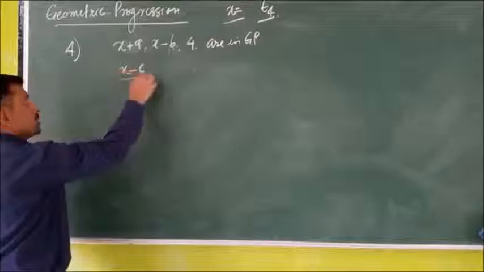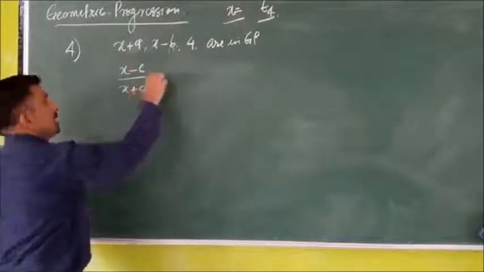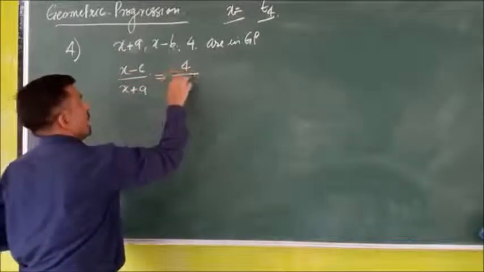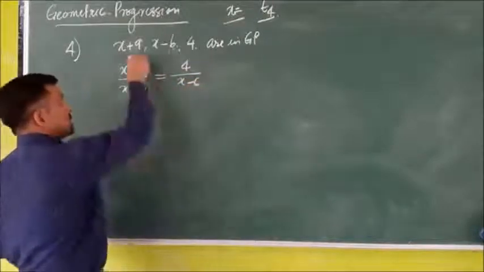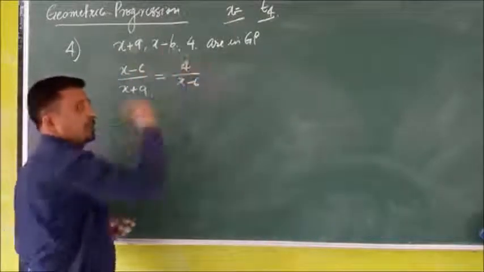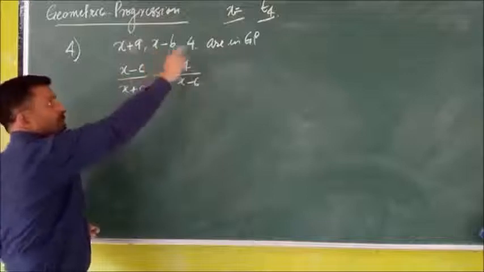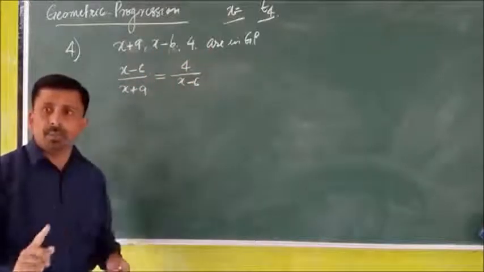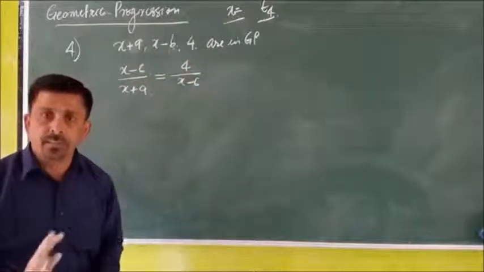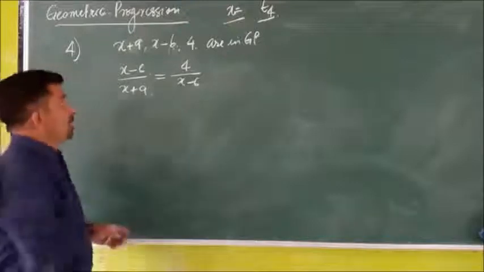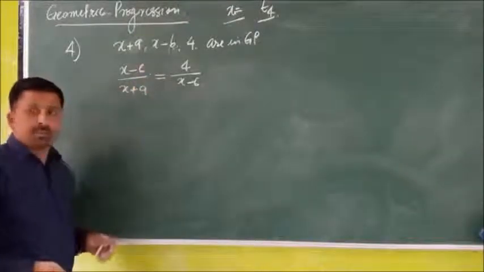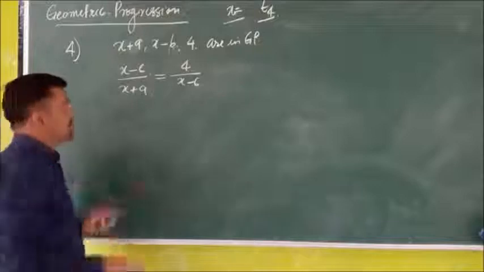So (x minus 6) over (x plus 9) is equal to 4 over (x minus 6). This is the common ratio and this also is the common ratio. These are the common ratio of the same GP, so they are the same. So we can now do the simplification and get the value of x.